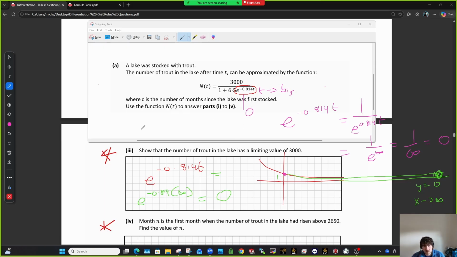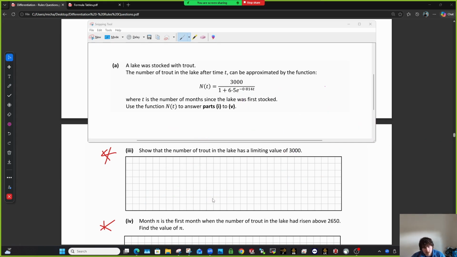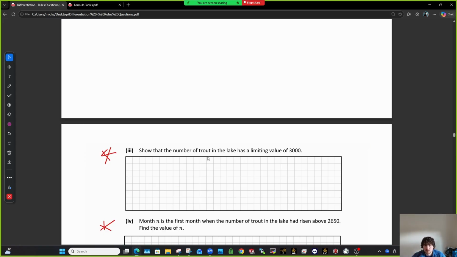And so, as n goes to infinity, it works out as 3,000 over 1 plus 6.5 times 0, and so that equals 3,000. And that's the limiting value. You can pause and rewind that and it makes sense, but that was a good explanation for you there.